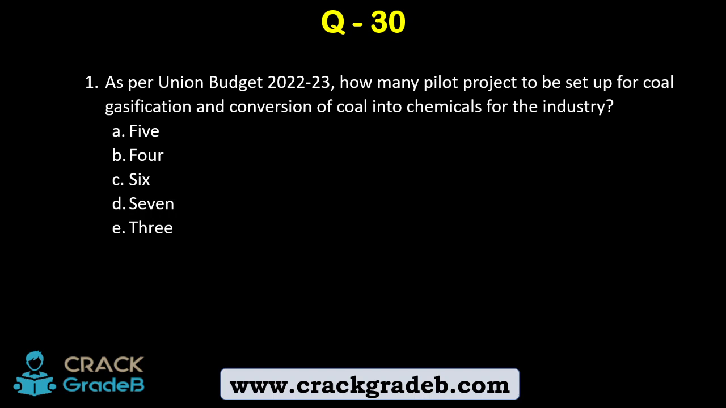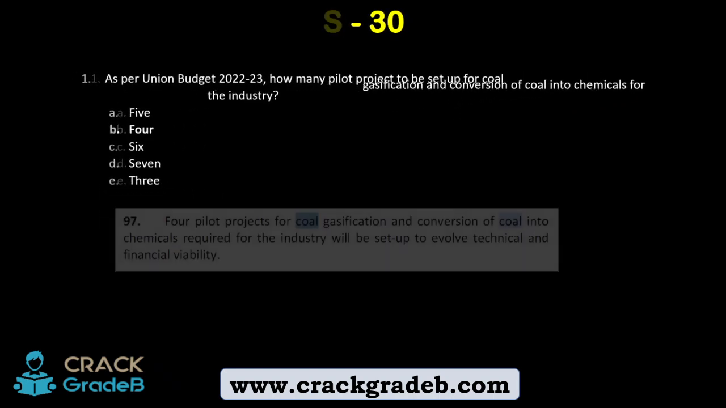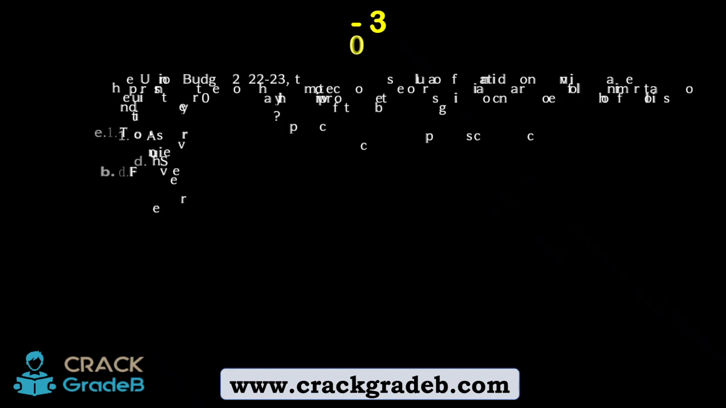As per Union Budget 22-23, how many pilot projects to be set up for the coal gasification and conversion of coal into chemicals for the industry? See, anything related to green energy, clean energy, and now directing coal to a different use, all those things are important because the country is heading towards clean energy and towards reducing carbon footprint. So all these things become important. Now let's say the answer. The correct answer is 4.